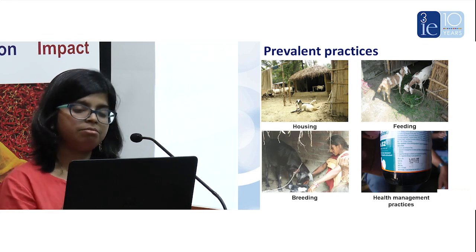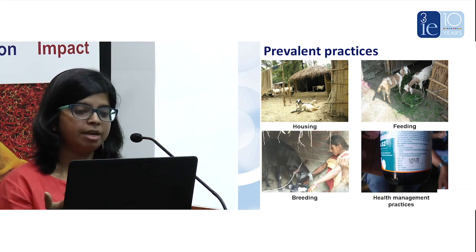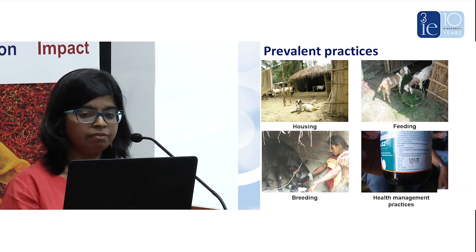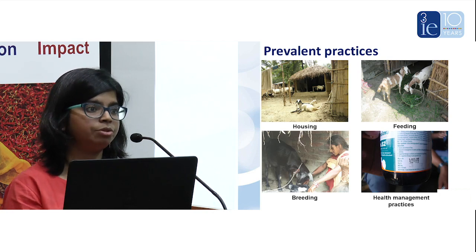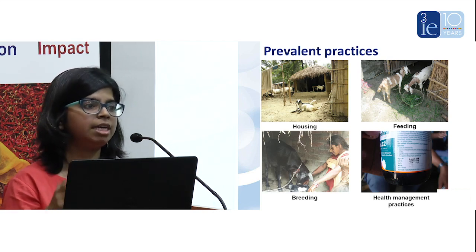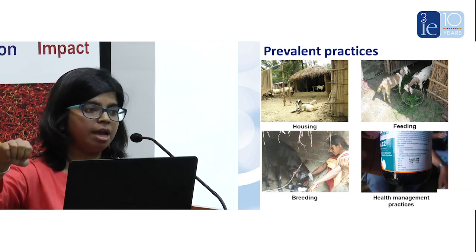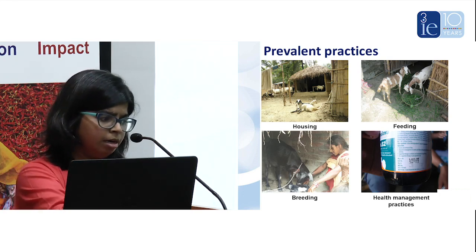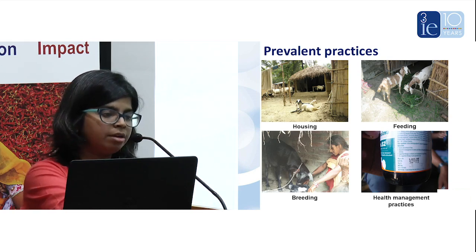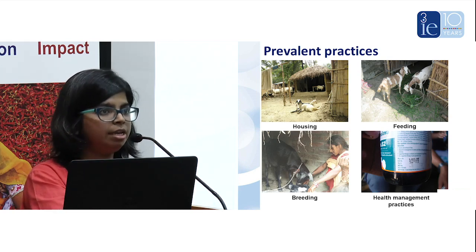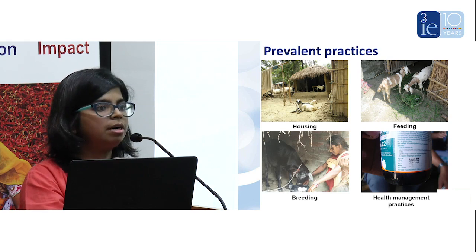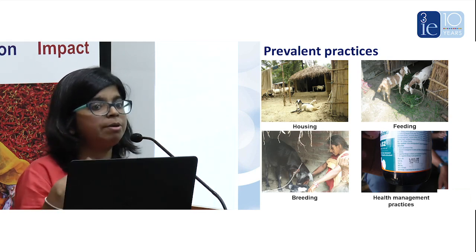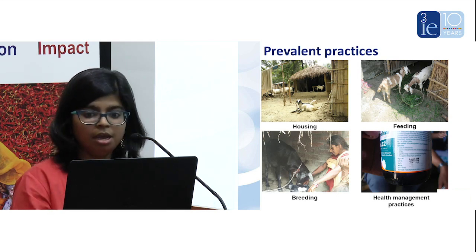I'll now talk about some of the prevalent practices that existed at that point in time. We found that almost 50% of the respondents did not have a separate housing for goats. They were either tied in one corner of the house, or kept on a kacha ground, which is not good for goats, because the droppings and urine of the goat would stick to their feet, and because of which several diseases could be caused.